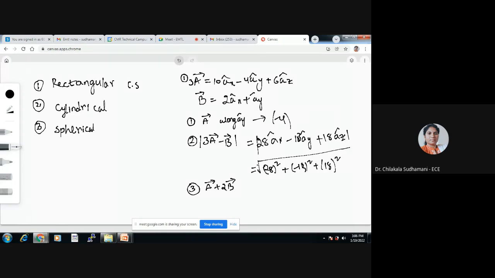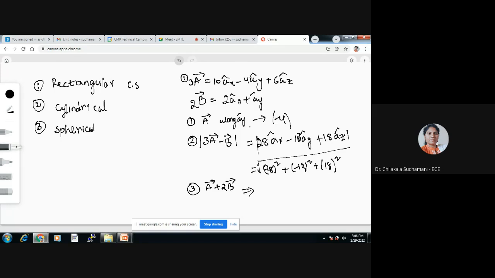Find the unit vector along a bar plus 2b bar. Let's see how to calculate the unit vector. First we have to calculate a bar plus 2b bar, so multiply b with 2 and add together.